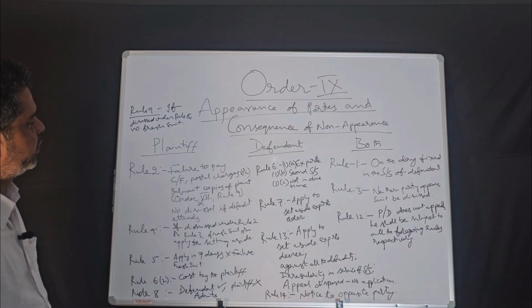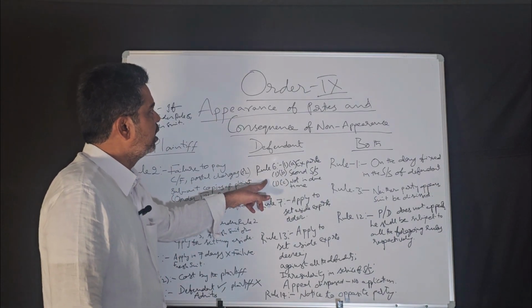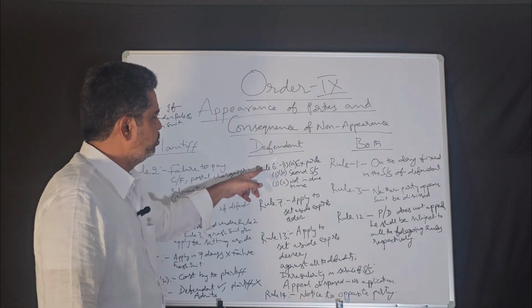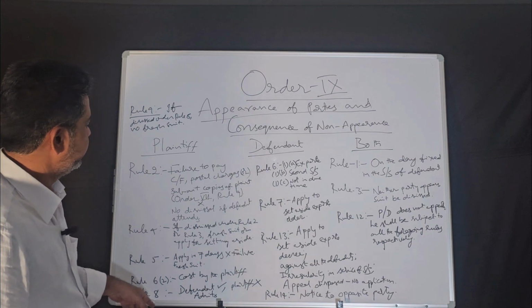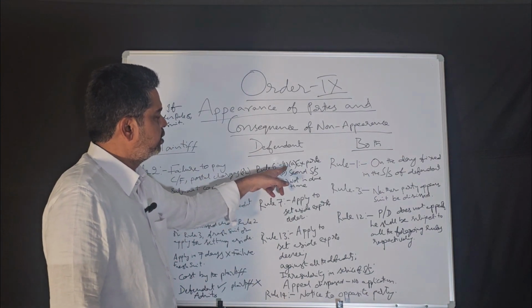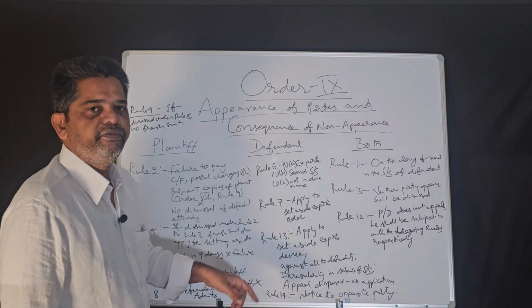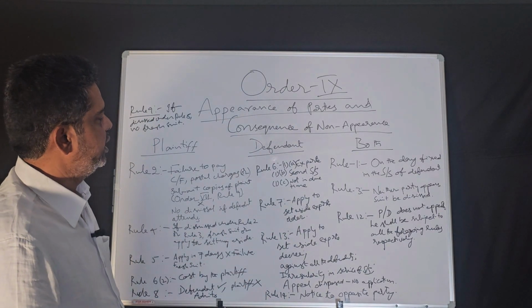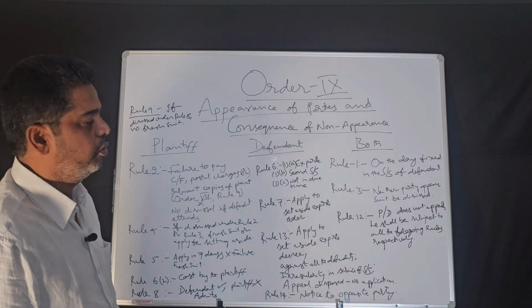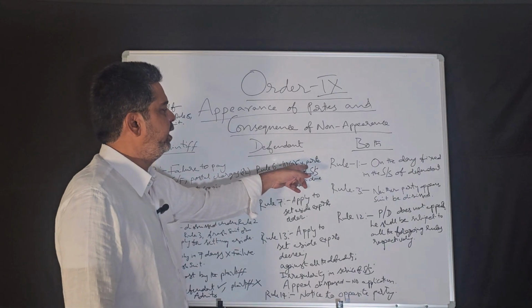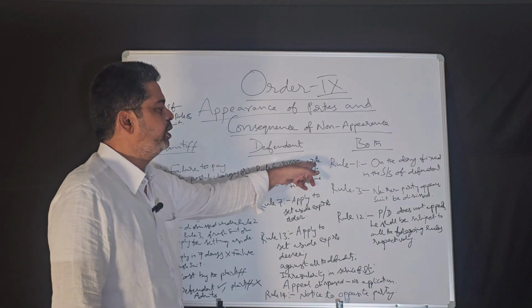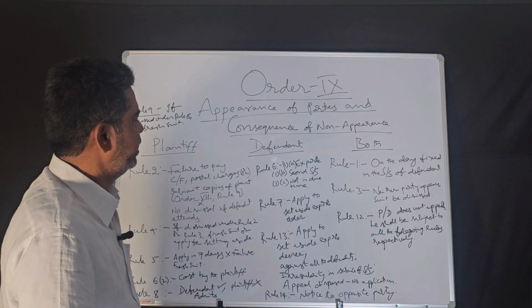Okay friends, rule 6 of Order 9 deals with both the defendant as well as the plaintiff. Rule 6 sub rule 1 clause A of Order 9 says that if the defendant is served with the summons and he is absent on the day fixed by the court, then the suit shall be heard ex parte in the absence of the defendant.